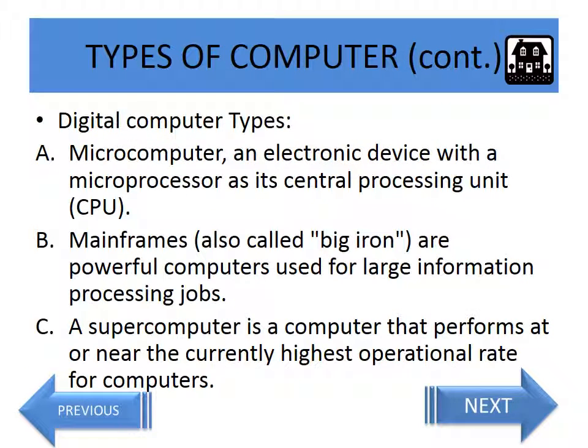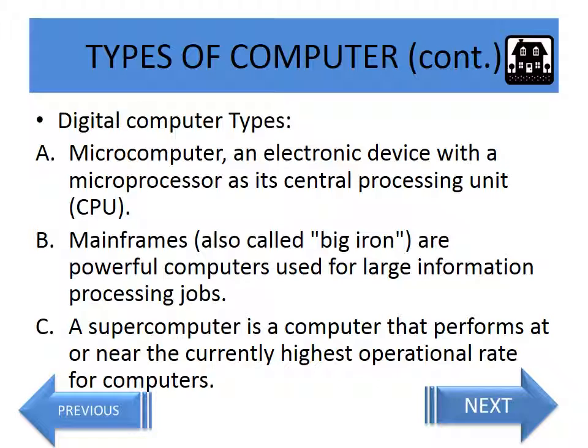So we move on to digital computer types. A microcomputer is an electronic device with a microprocessor as the central processing unit. That is, a microcomputer is an electronic device which has a microprocessor as its CPU.